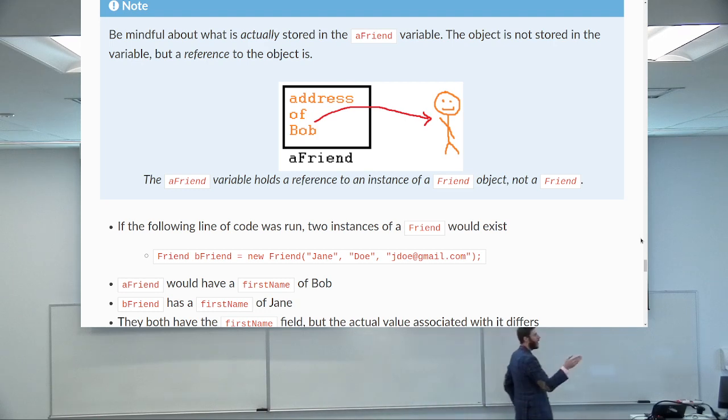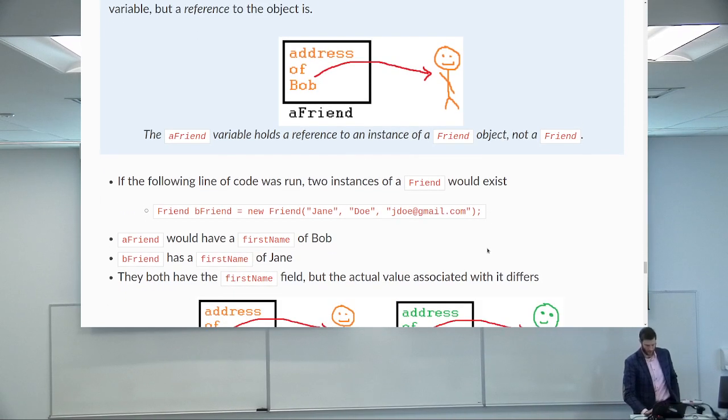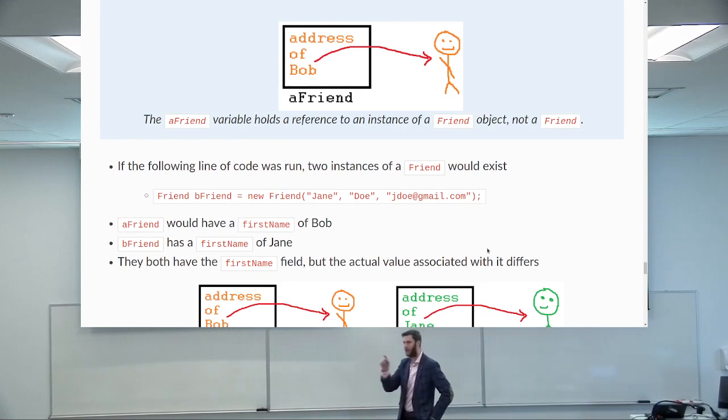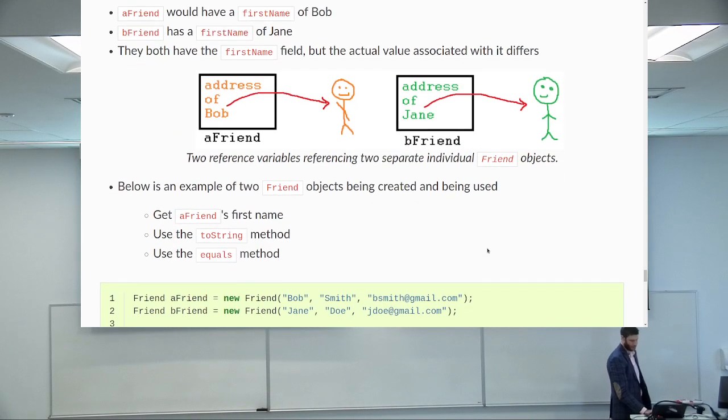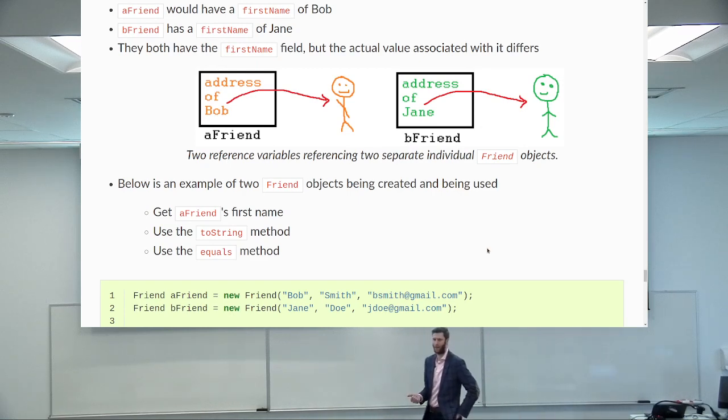All right, so if the following line of code was also run, Friend bFriend equals a new Friend Jane Doe, jdoe@gmail.com, I would now have two reference variables, aFriend and bFriend, referencing two separate Friend objects. I would have two Friend objects. I would have something like this figure below. Address of Bob, address of Jane. I'm referring to them by what their first name field is for simplicity.